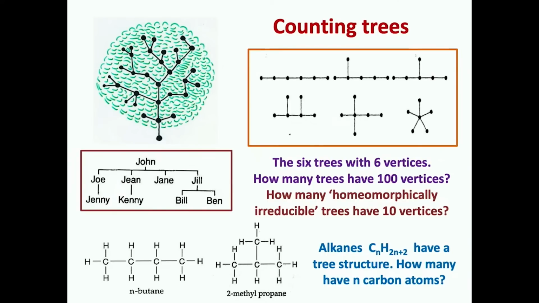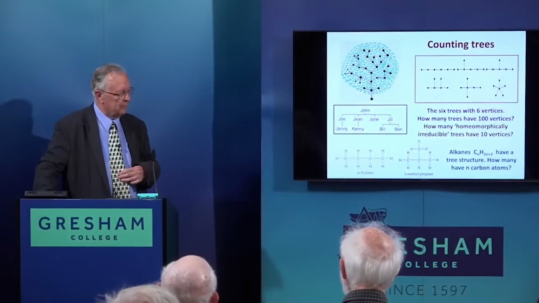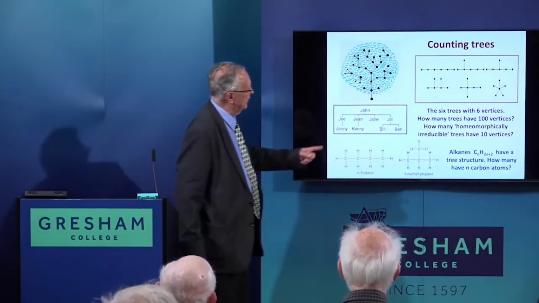So here are 2 different molecules with the formula C4H10. And the reason there are 2 different ones is because there are 2 trees with 4 vertices. Look at the carbons. You get this one and you get this one. And so you get these 2 different chemical molecules with the same formula but different structures. And they're called isomers. And you might say, well, how many isomers are there with, say, 10 carbon atoms? Here are all the trees with 6 vertices.